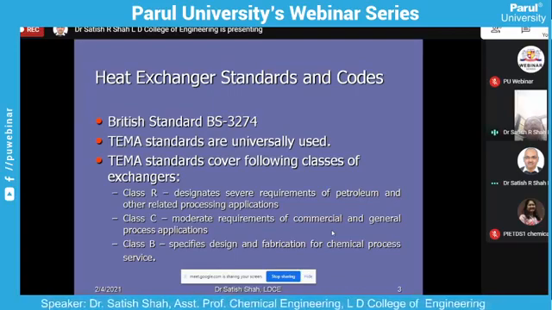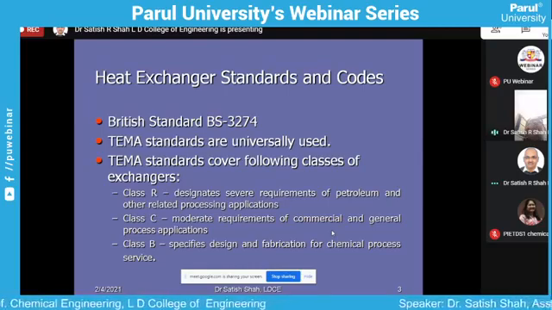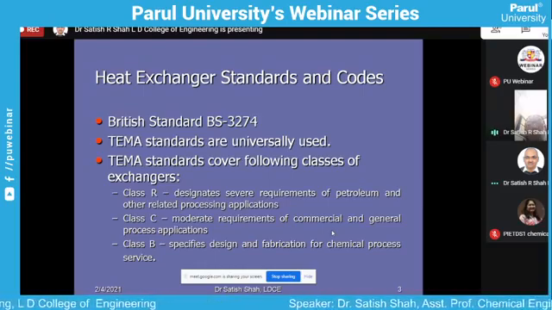Now, in all these different classes, they have specified many things. Let me give you one simple example: the tube sheet. We are not going to design the tube sheet just now, or even discuss it, because it is part of mechanical design. But here they have given the nomenclature for that. Suppose you want to design the tube sheet, there is a formula available. You can use the formula, and later on you can just verify.